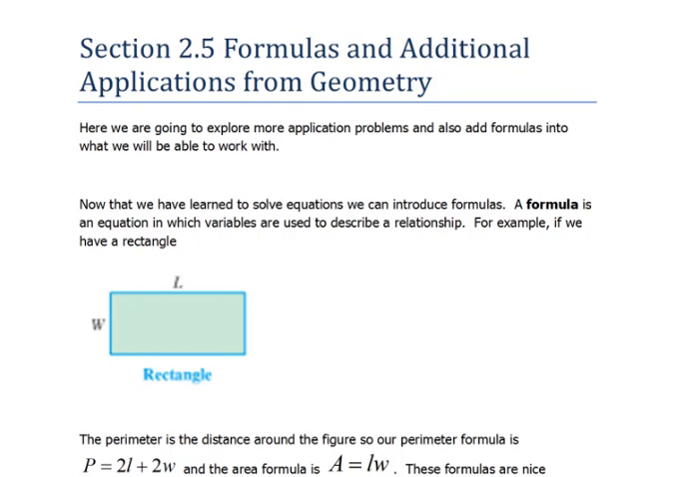In this section, we're going to be talking about formulas and more applications, and we're going to be talking specifically about geometry applications. So let's talk about what a formula is first. A formula, the definition is an equation in which variables are used to describe a relationship. Well, let's figure out what in the world that means.